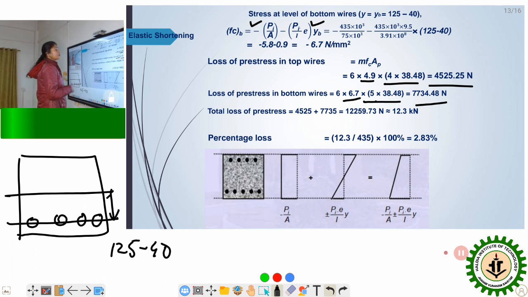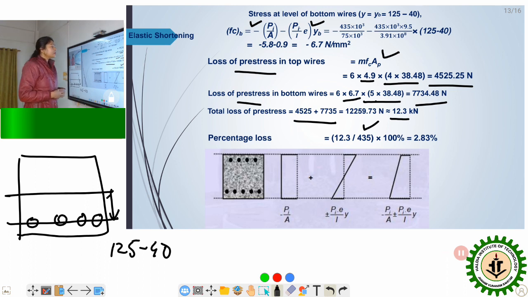Now the total loss of pre-stress, we are going to add it, the summation of the top wire pre-stress losses and the bottom wire pre-stress losses. From there, we know Pi is 435, which we have calculated. We have the force, that is 12.3. We have basically transformed the stresses and multiplied them with the area, so we are getting the forces. So how are we going to get the percentage loss in the force? 12.3 divided by the initial pre-stress, multiplied by 100%.